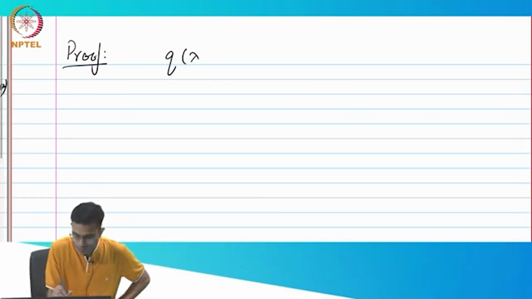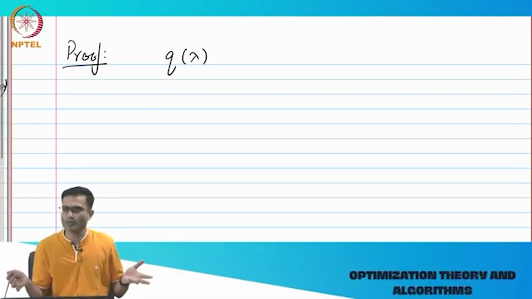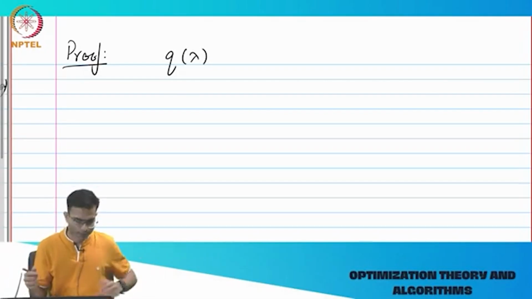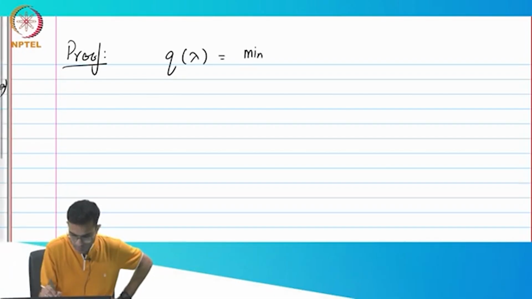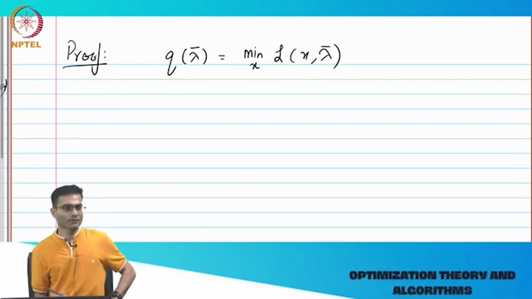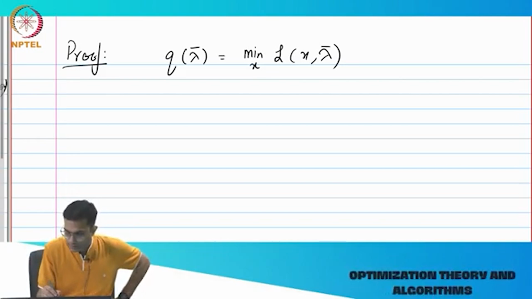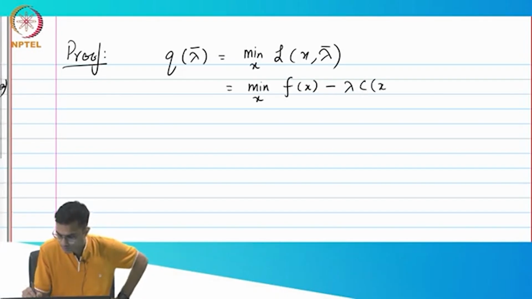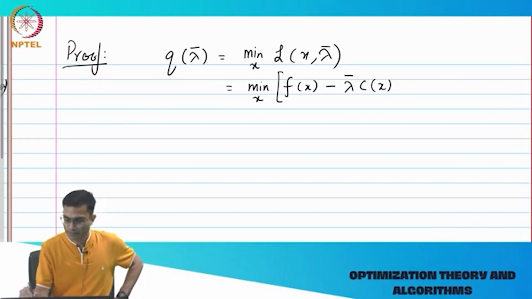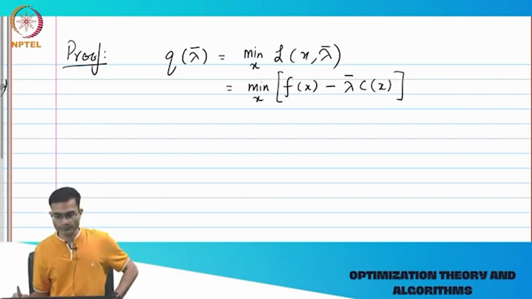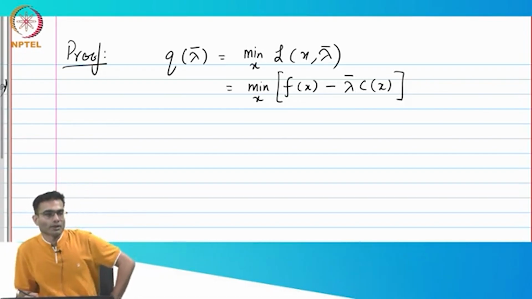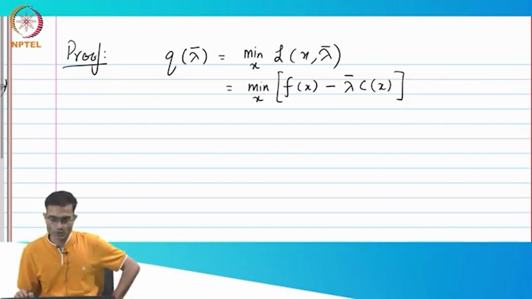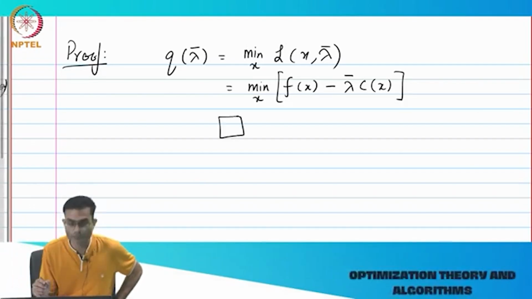We go to the definitions of the Lagrangian dual and the Lagrangian. The definition was minimization over x gives me my Lagrangian dual function. If I just substitute the definition of this, this is the definition of the Lagrangian function. Everyone agrees with this.